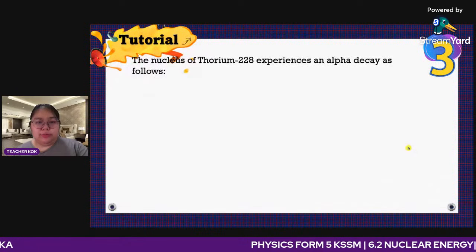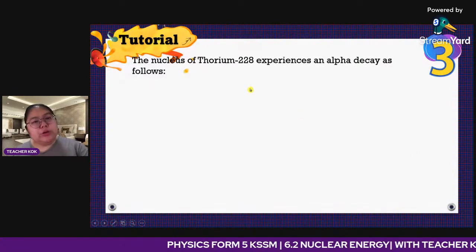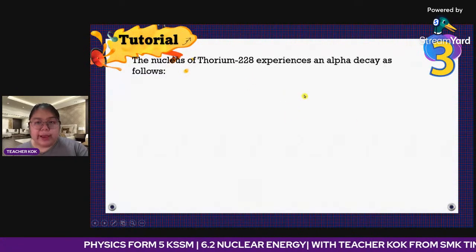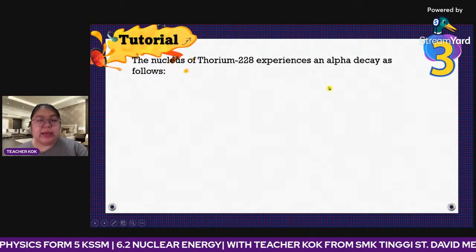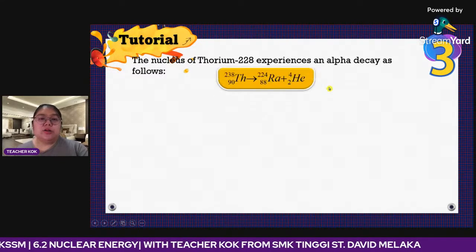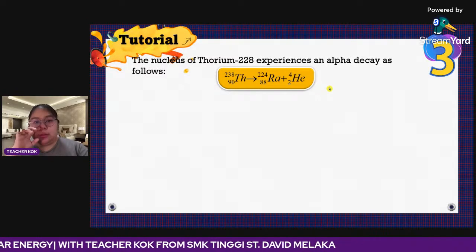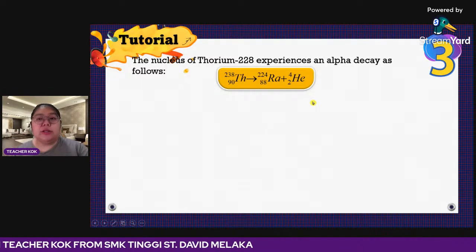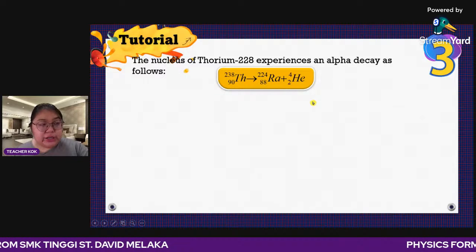Okay, number 3. The nucleus of thorium-228 experiences an alpha decay. That means they emit an alpha particle. From here you can see the equation. They just produce the alpha, so this one is just a normal radioactive decay.